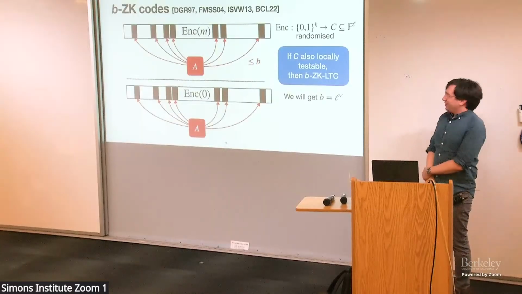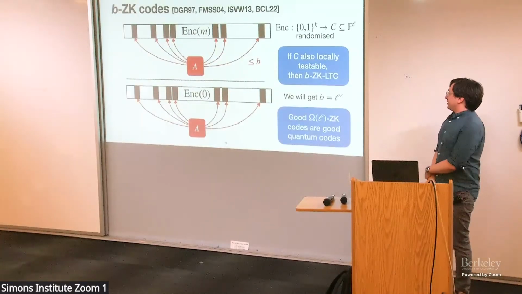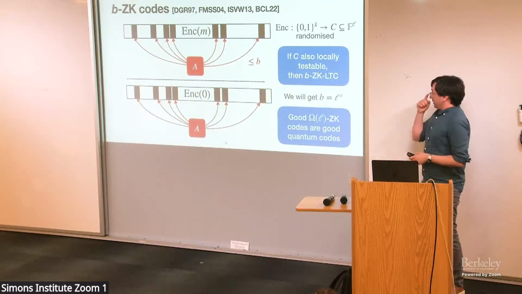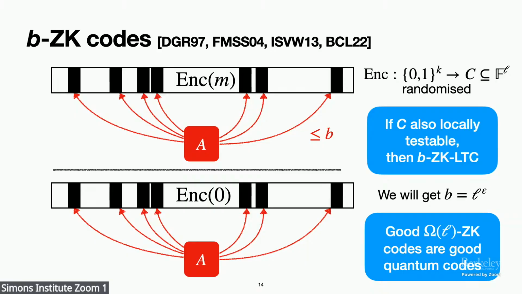One interesting thing about these codes that is of interest to me is that if this B is omega of L, then a good omega of L zero-knowledge code is also a good quantum code via the CSS construction. So there is a very natural way to build a quantum code from this object. And it almost works in the other direction as well, not quite for some technical reasons, but they're very related things. Okay, any questions about zero-knowledge codes? Okay, so that's the first component.